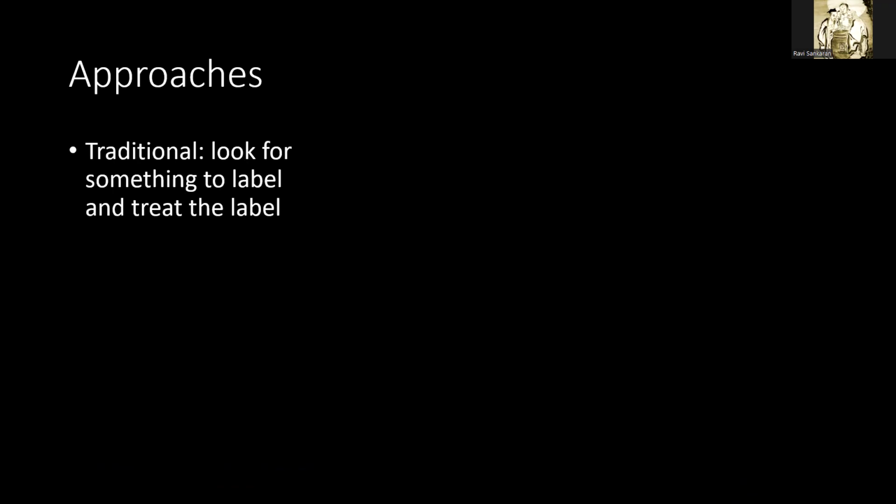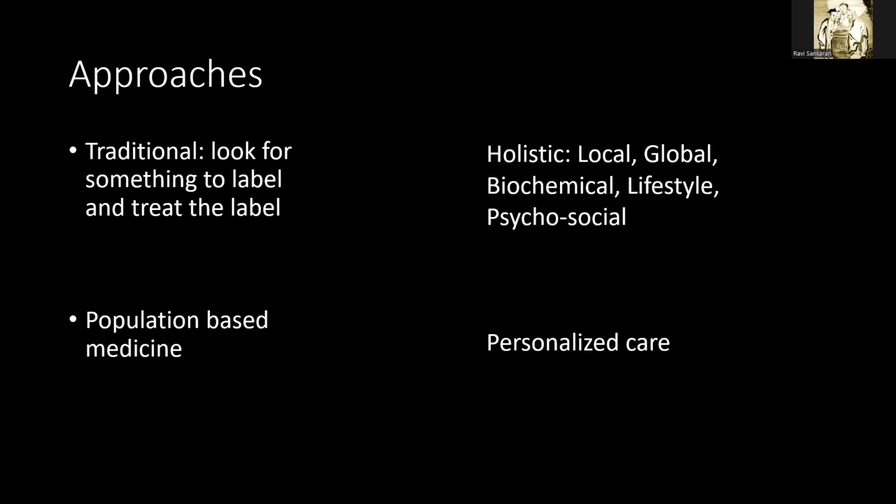There's two approaches to shoulder. One is the traditional approach: look for something to label, treat the label. The other is a holistic approach where you look at local factors, global factors, biochemical factors, lifestyle, and psychosocial factors that can lead to what manifests as a shoulder pain, because it might actually be more than that. This is more personalized care. It's actually what most people seek when they come to us. It's just they don't know they're seeking it.